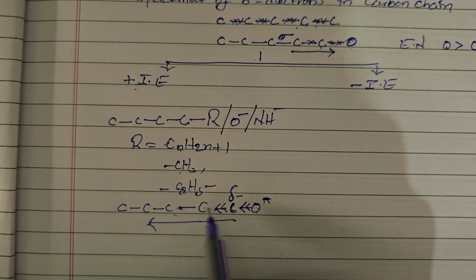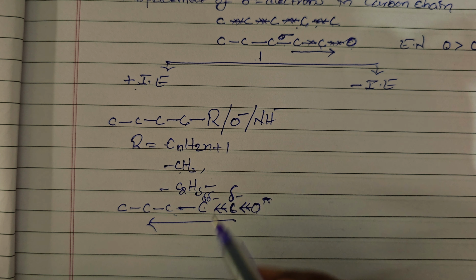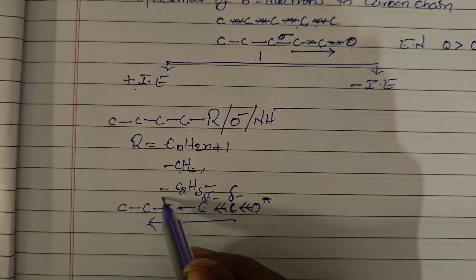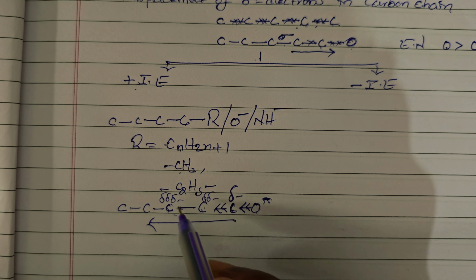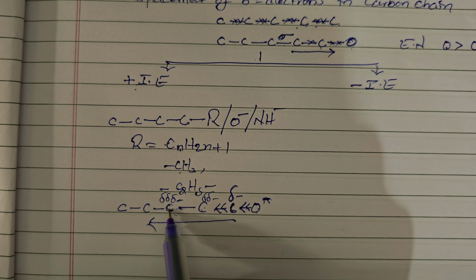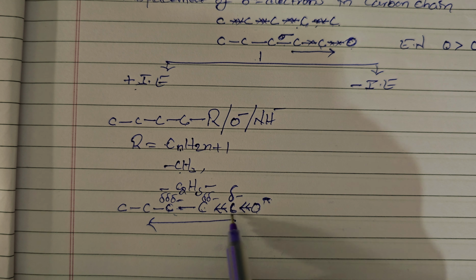This carbon having less electron density, that is double delta negative charge. This carbon compared to this carbon, less electron density, that is triple delta negative charge. Here more electron density is present, less electron density is present because it is nearer to this oxygen. So it gains more electron density compared to this carbon.